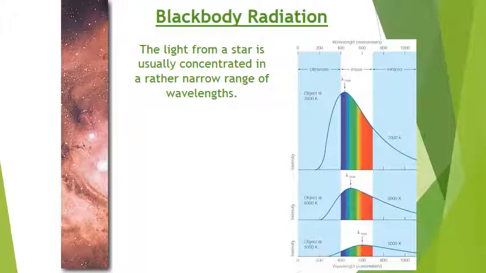Okay, so several things I want you to understand on this slide. First of all, stars produce light. That should be no surprise. That's part of the definition of a star: it's a self-luminous object in space, so it produces light. Turns out, though, that not all stars produce the same amount of light or the same type of light.